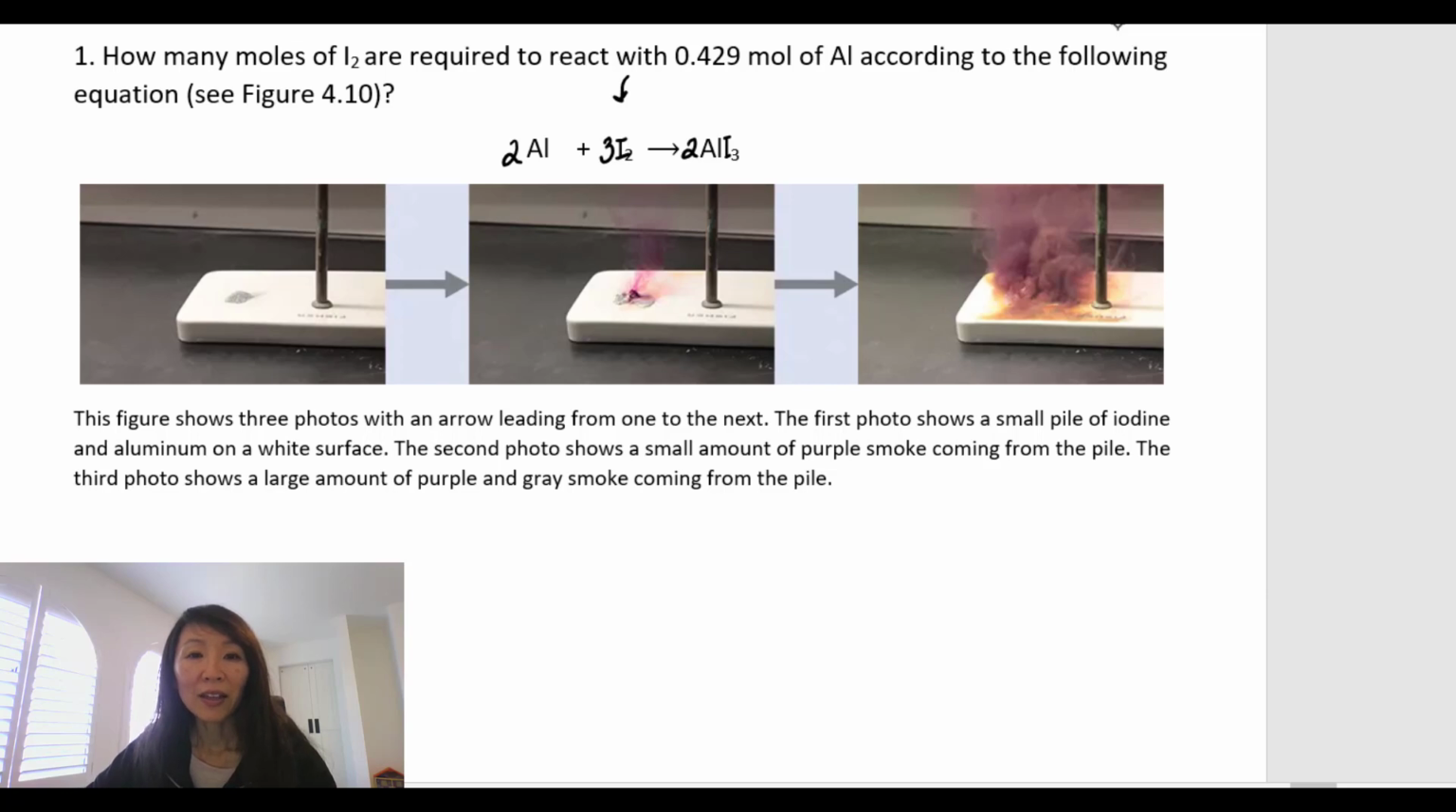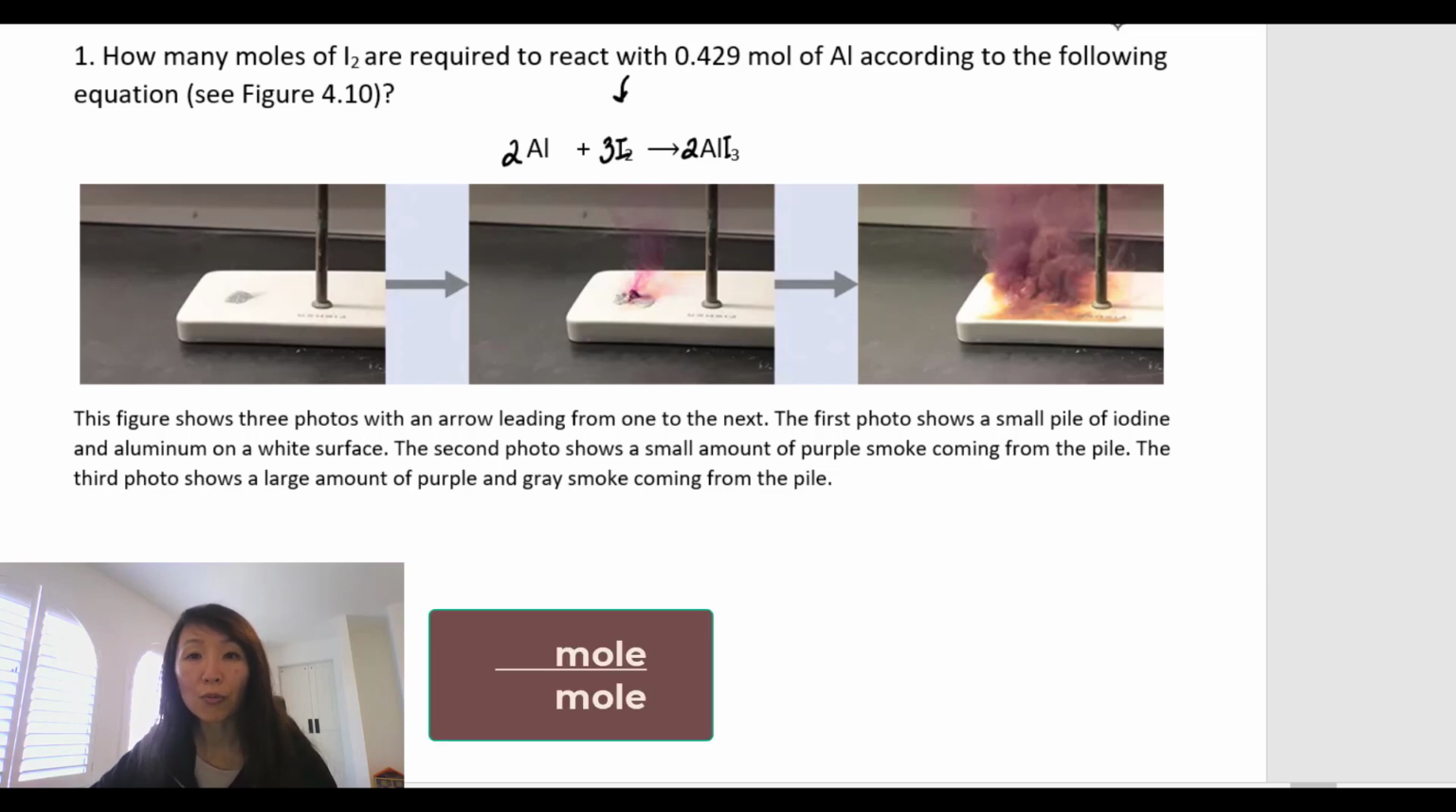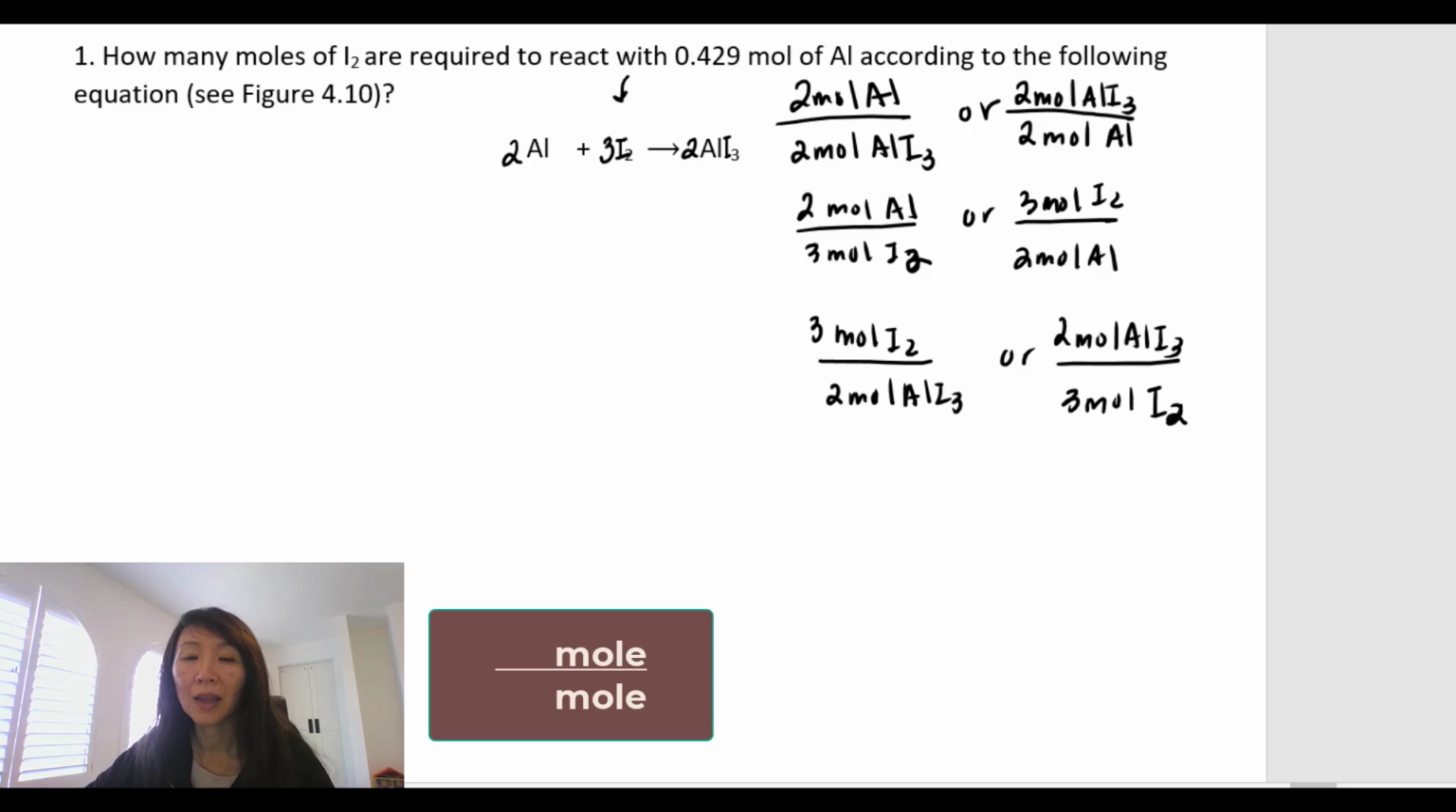Now let's dive into some of the potential mole-to-mole ratios that could come from here. See if you can come up with all of the 6 possible mole-to-mole ratios. Try that and come back. I'm going to pause this video and then I will show it all at once. So here are all the possible mole-to-mole ratios that are generated from this balanced equation.